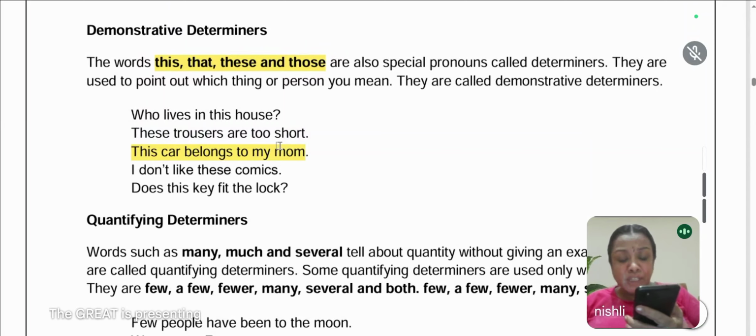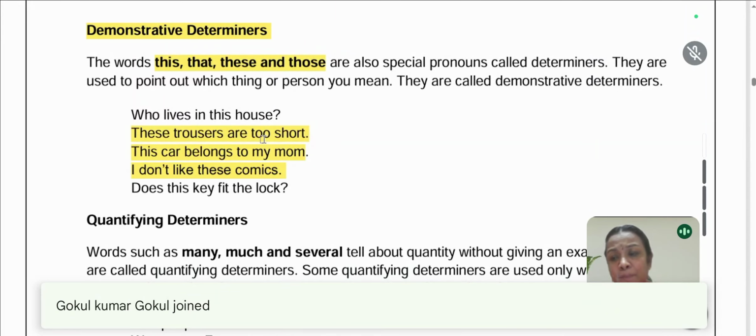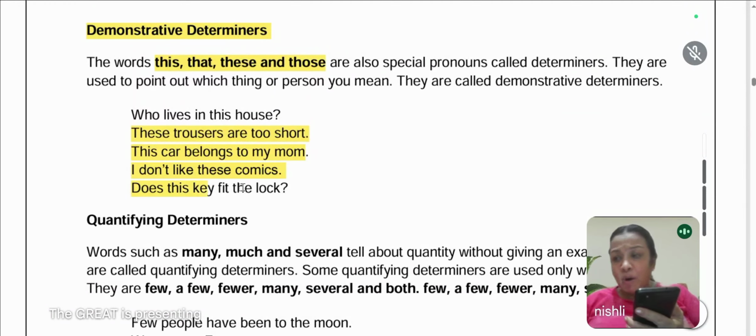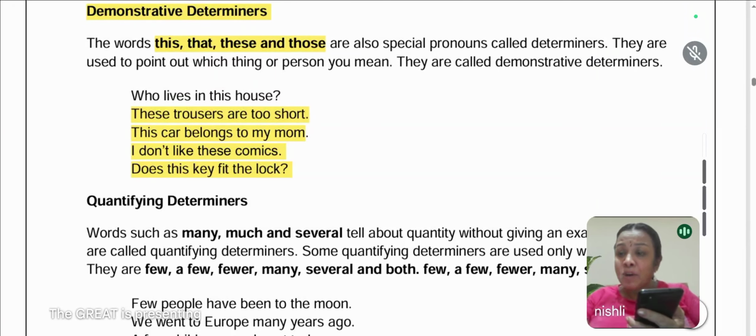Who lives in this house? These trousers are too short. Again, we are pointing out, demonstrative: these. Then again, this car belongs to my mom. I don't like these comics. So you're demonstrating and pointing out which person or thing it belongs to. That is only demonstrative. Does this key fit the lock? Again, this key. So we are demonstrating and pointing out a particular object.